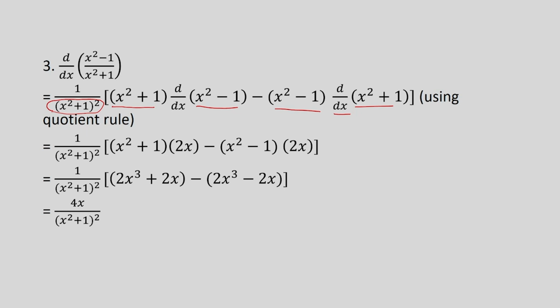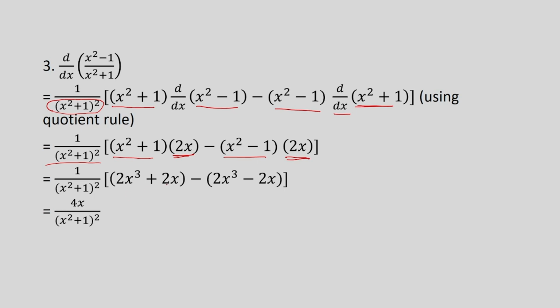Okay. The rest of the problem is just to labor through the expressions. So, 1 divided by x square plus 1 whole square, and on the numerator we are going to get x square plus 1 times d dx of x square minus 1, we use the power rule and that will give me 2x, right, because d dx of 1 is 0, and minus x square minus 1 and d dx of x square plus 1, again we are going to get 2x using the power rule.